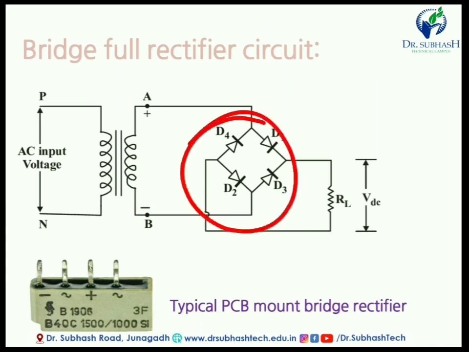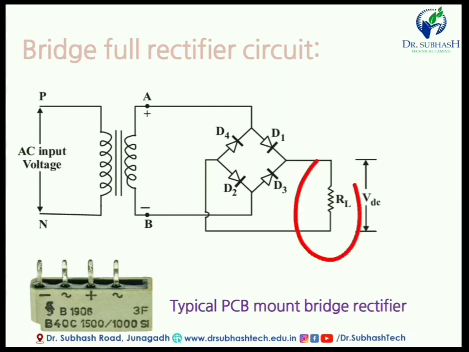These 4 diodes are connected back to back like this. D1 and D2 conduct in forward bias in the positive half cycle. D3 and D4 conduct in the negative half cycle, and here you get some voltage like this.